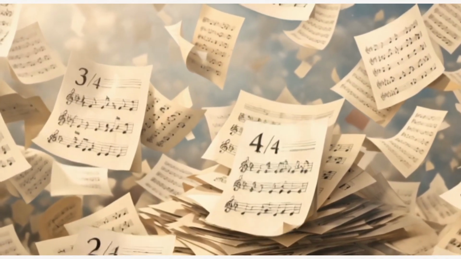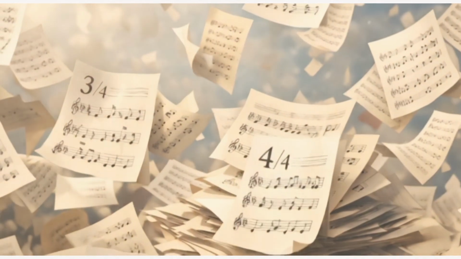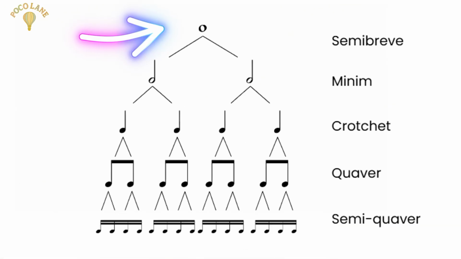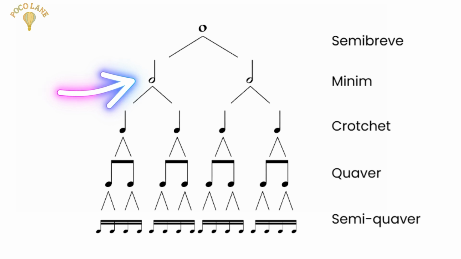But before we dive into time signatures, it's important to understand note values. These are notes, they probably look a little familiar. A semibreve is held for 4 beats. In 4/4 time, it's held for the whole bar, hence the name whole note. A minim is held for 2 beats. In 4/4 time, it's held for half a bar, hence the name half note.